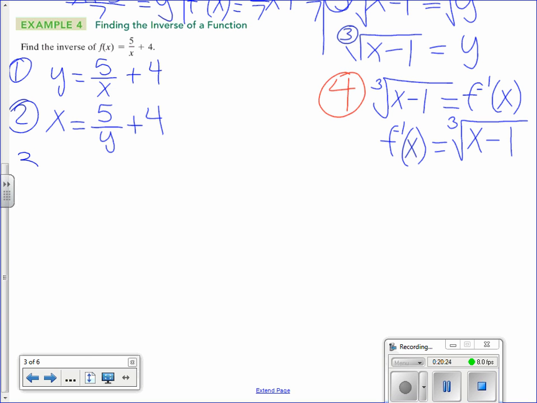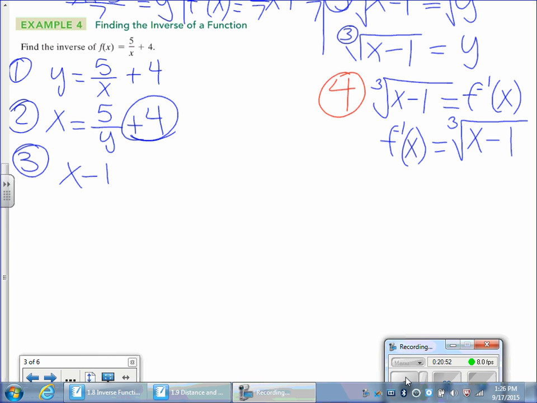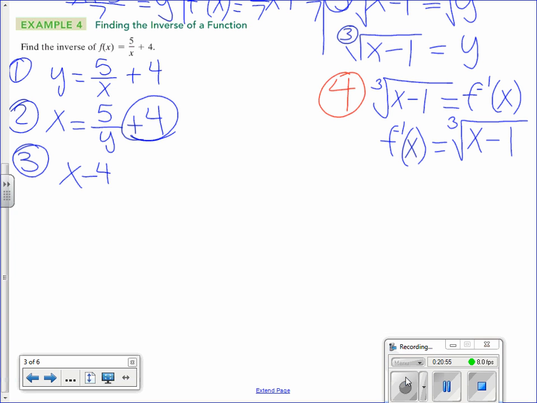Okay. Step number 3, Jose. Solve for y. First thing I'm going to do is take care of this plus 4. The inverse operation of addition is subtraction, so I will take this plus 4, move it across. That will be subtracting on the left side. So we have x minus 4, not minus 1, I'm sorry. So x minus 4 is equal to 5 over y.